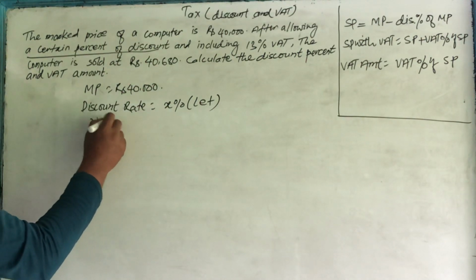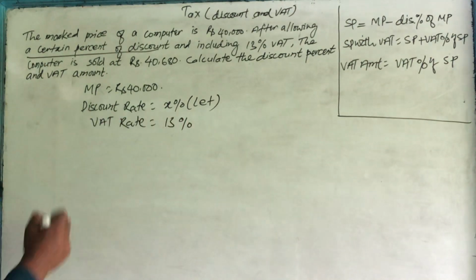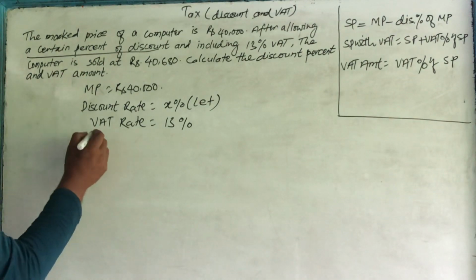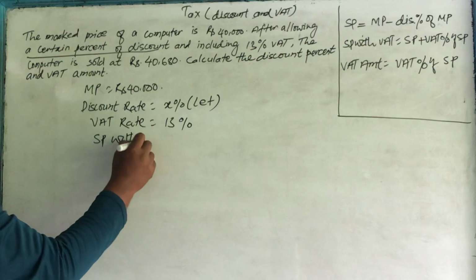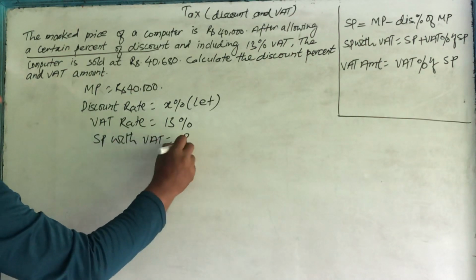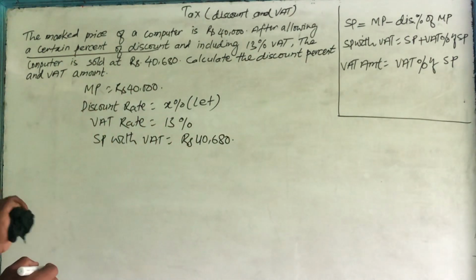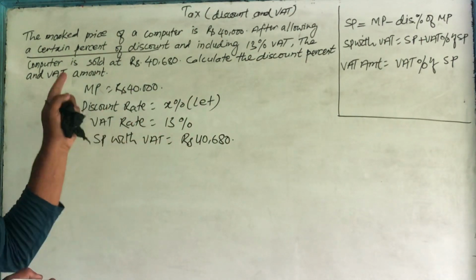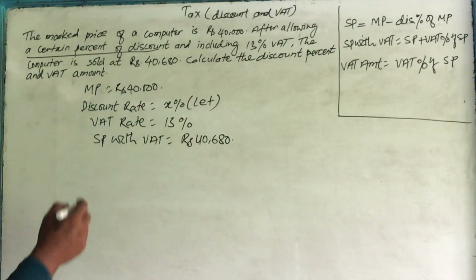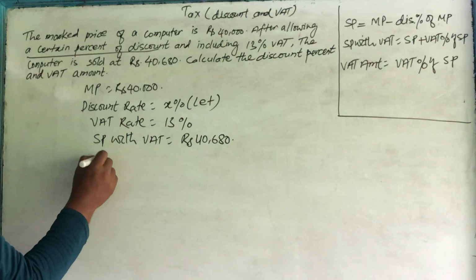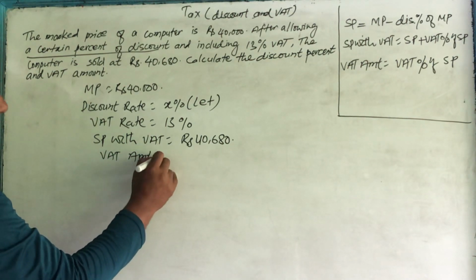VAT rate is mentioned there. VAT rate is given 13%, and then SP with VAT is given. The price of SP with VAT equals Rs 40,680. And you have to find the discount rate which we let be X, and then the VAT amount. At last you have to find the VAT amount. VAT amount equals what?